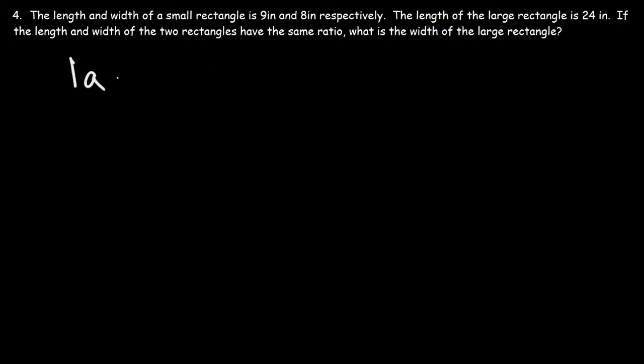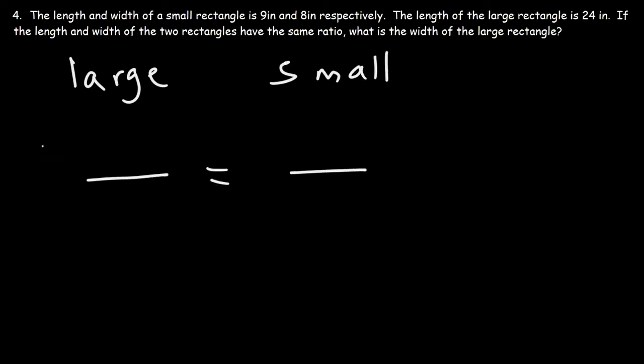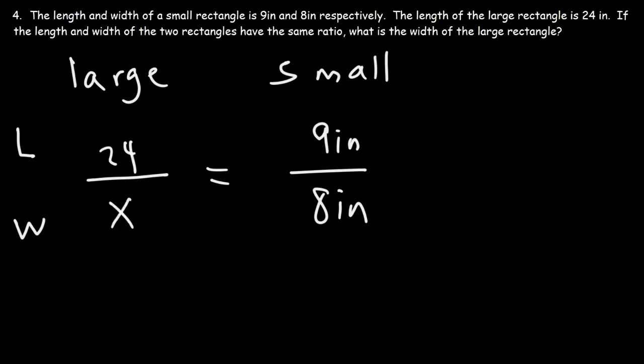Well, let's set up a proportion. So we have the large and the small rectangle. Now let's say the top portion represents the length of the two rectangles, and the bottom part of the two fractions represents the width. For the small rectangle, the length is 9 inches, and the width is 8 inches. Now for the large rectangle, the length is 24. Our goal is to calculate the width of the large rectangle. So let's put an x.